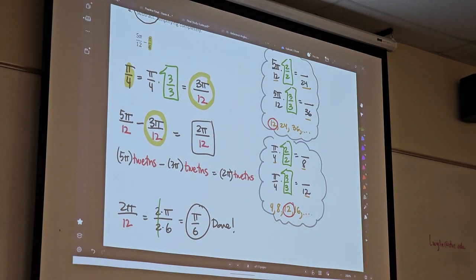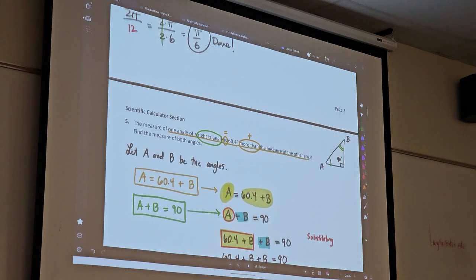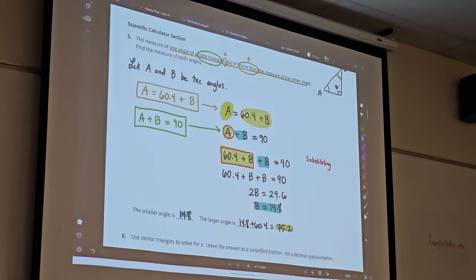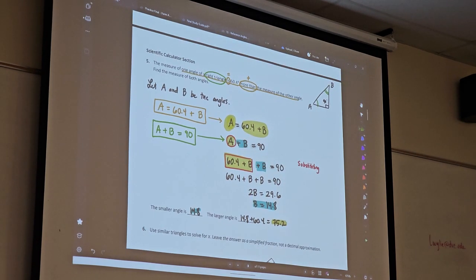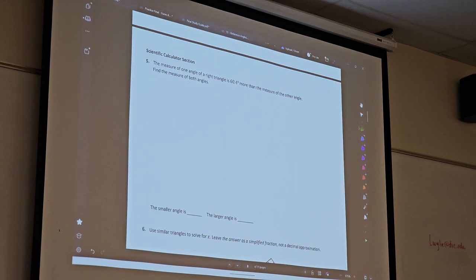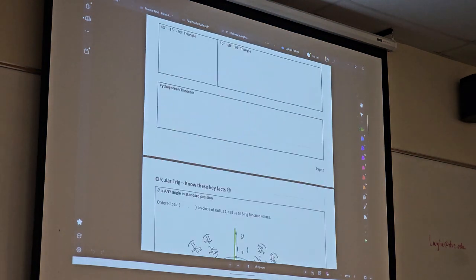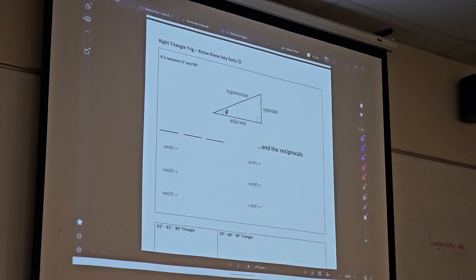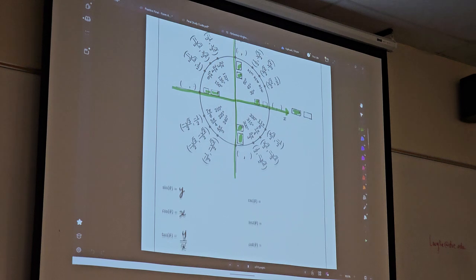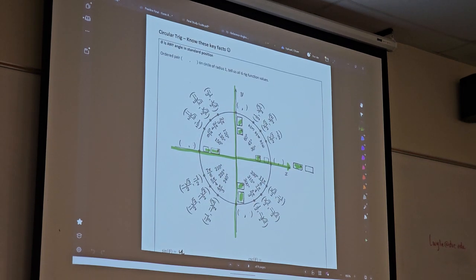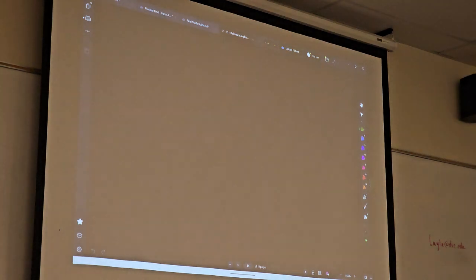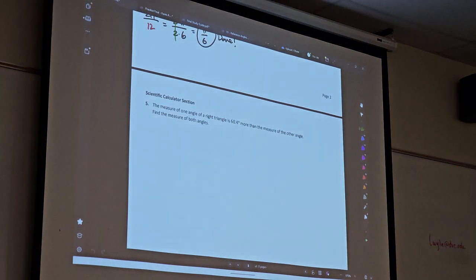So that's the no calculator section. When you get your calculator section, this was us in class on Tuesday. When you get your calculator section, I'll give you a one-sheeter with your right triangle trig and your circular trig. If you want to fill that out for yourself as a tool, that would be smart. And then here we go.